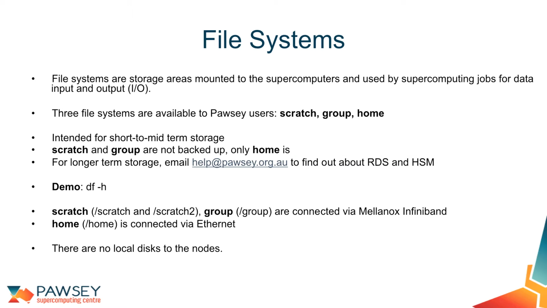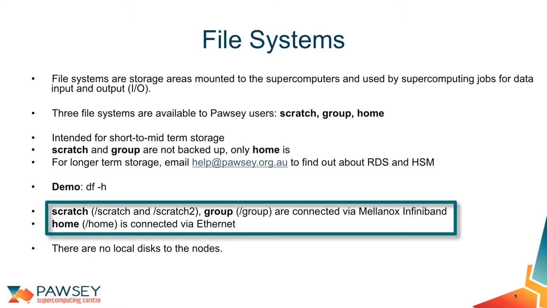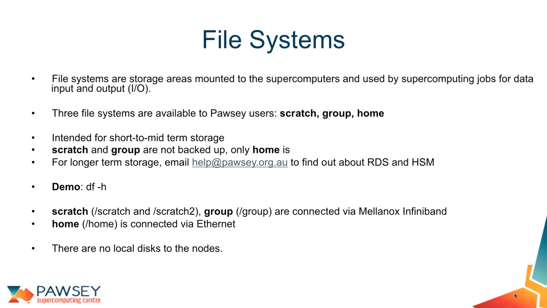To see exactly what file systems are available to each node, you can use a command called df -h to find out. Across Pawsey, there are 2 Scratch file systems, /scratch and /scratch2, 1 group, /group, and 1 home, /home. These systems are all connected to the supercomputers remotely, either using InfiniBand fabrics or Ethernet cables. There are no local disks to any of the nodes.